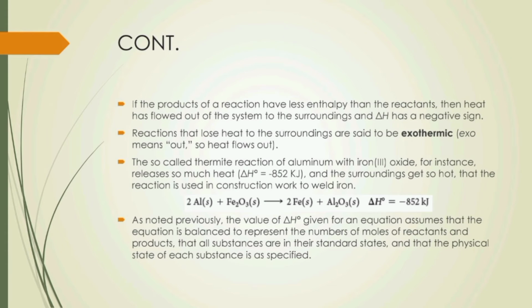If the products of a reaction have less enthalpy than the reactants, then it is obvious that heat will flow out of the system to the surroundings, the surroundings temperature will rise, and delta H will have a negative sign. This convention is really very important. Reactions that lose heat to the surroundings are said to be exothermic. So it is important to differentiate between exothermic and endothermic reactions. Exo means out: heat flows out.